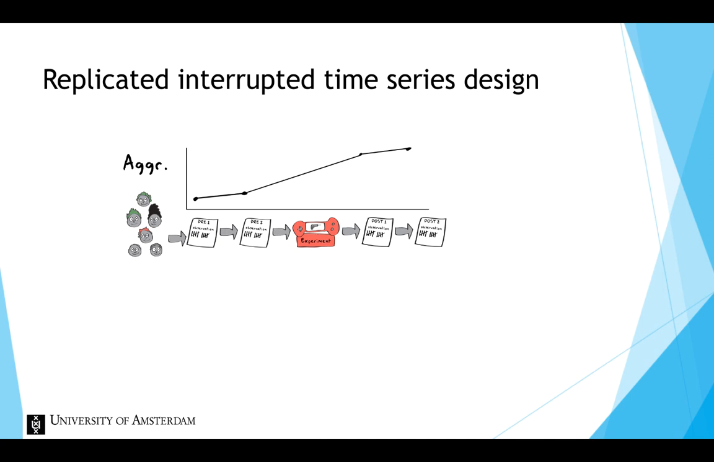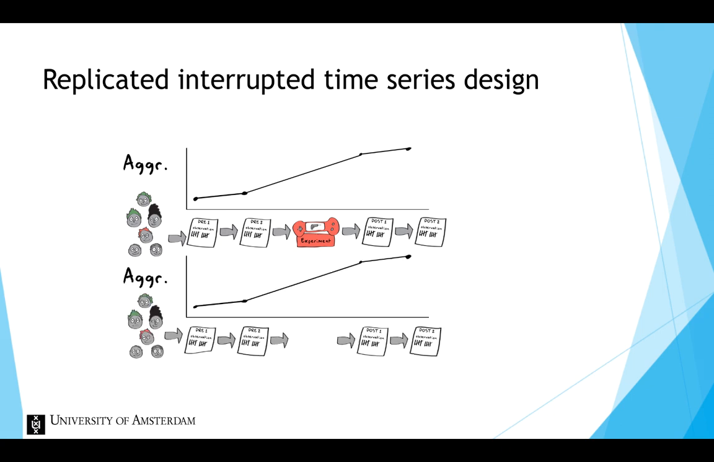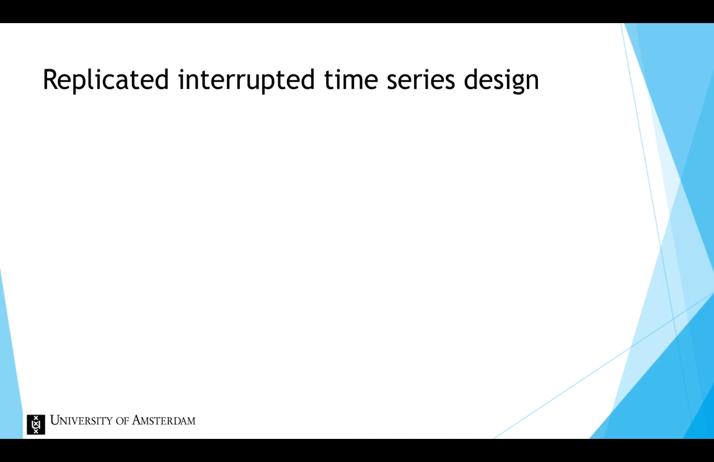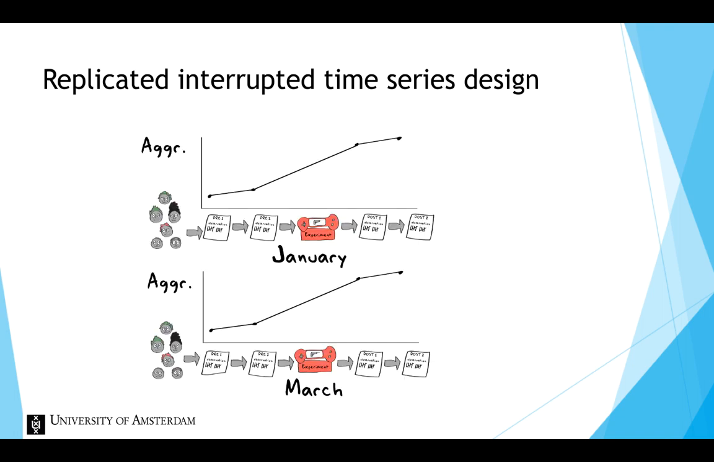This design adds a second group of participants for whom the dependent variable is measured at the same time points but without any intervention. If we see the same pattern for the second group, there's probably a history threat present. The design could also be implemented by exposing a second group to the same intervention but at a different time. If the effect also shows if the participants are exposed to the intervention 2 months later, we can be sure it was actually caused by the violent video game.